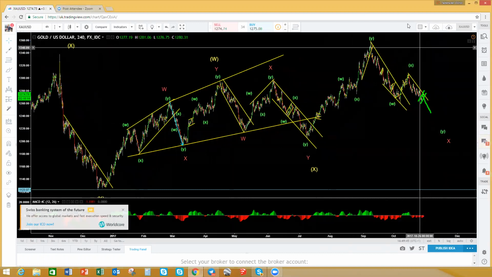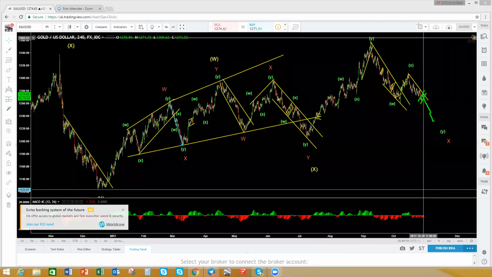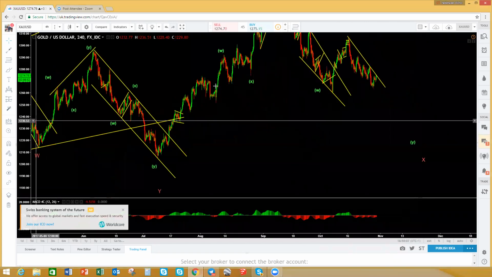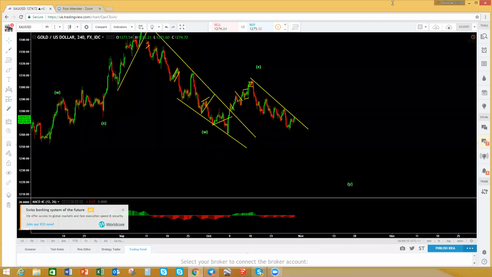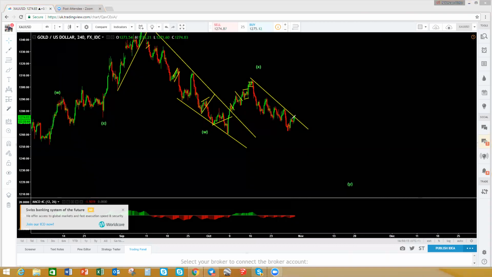But it looks like we still have quite a number of pips to the downside. So my projection was initially around 1244. It can even be lower, to even 229. Okay? But it doesn't matter how far it will go, the market will show us. How will it show us? You can see here we get a nice 3-wave here. 1, 2, 3.